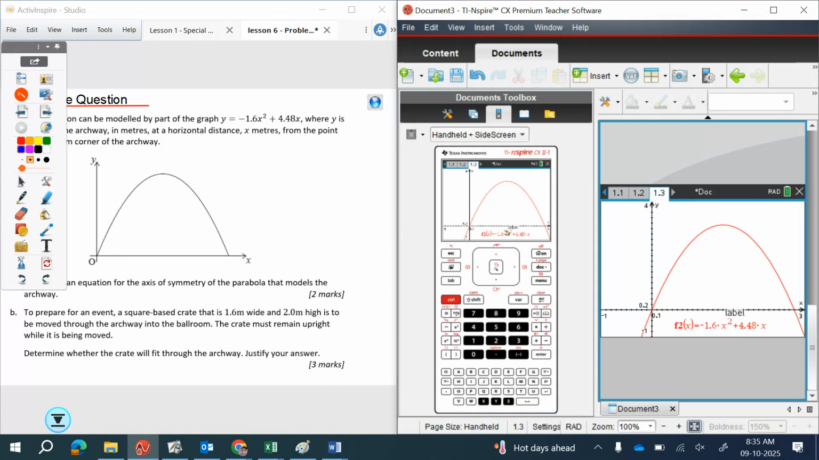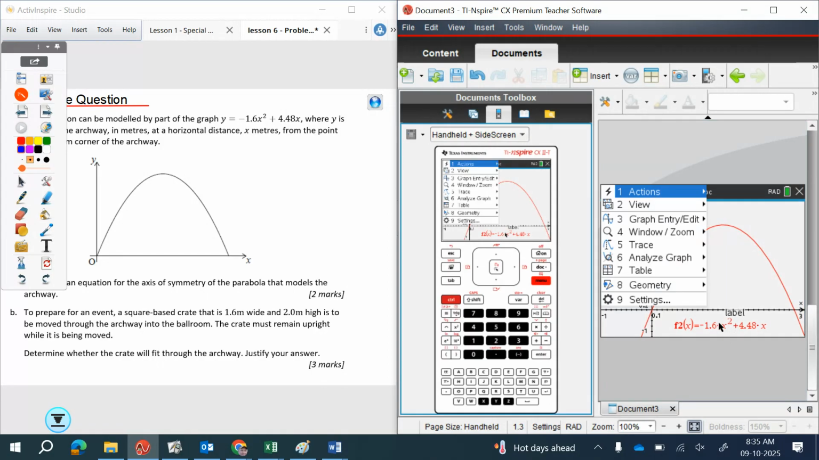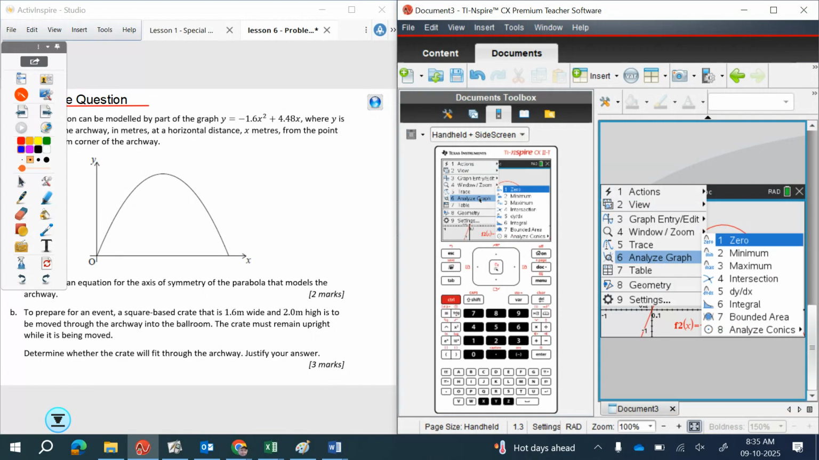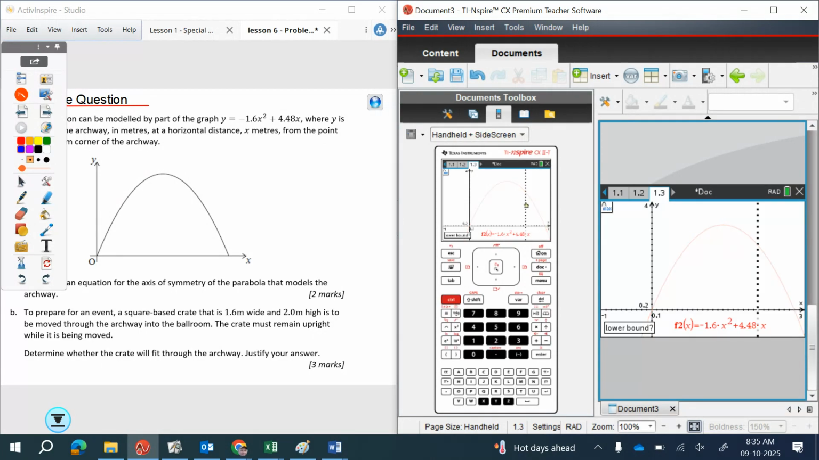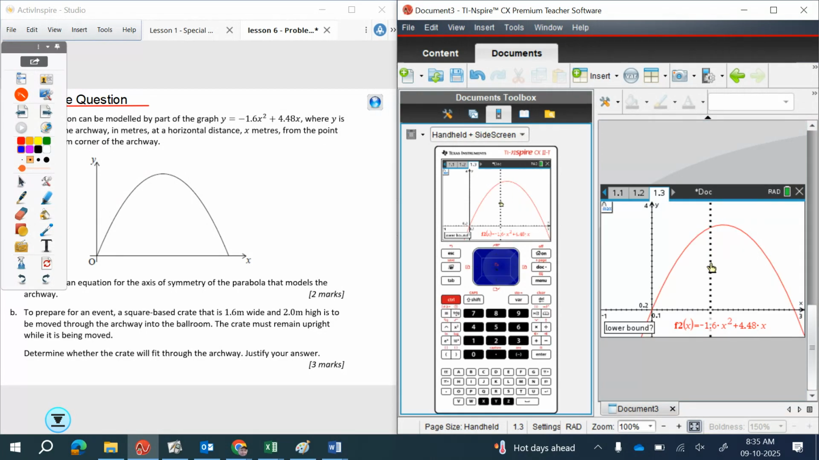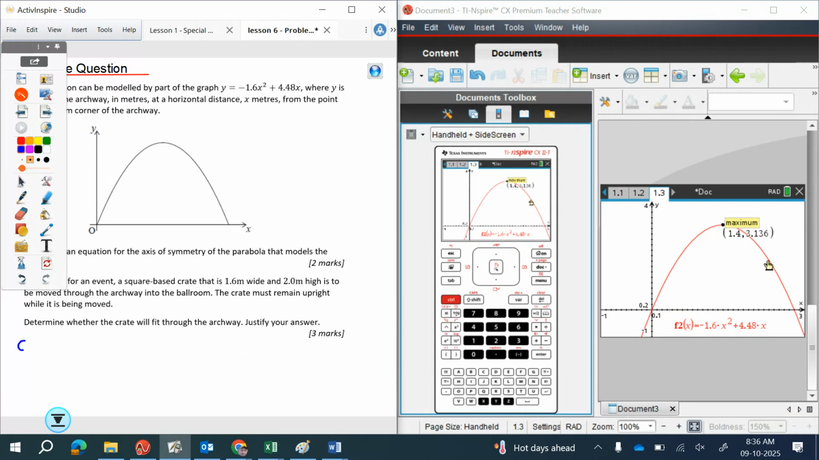The easiest way to find the axis of symmetry, as I showed earlier, is to analyze the graph and find the vertex. So if we find the vertex here, we can see that the axis of symmetry is x equals 1.4. So in A, x equals 1.4.